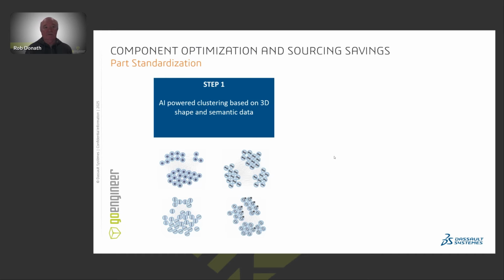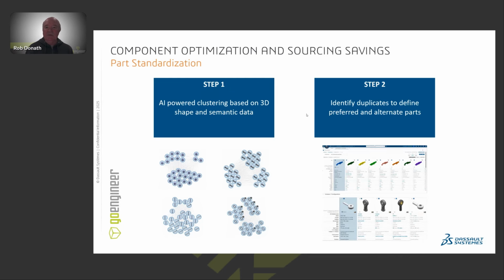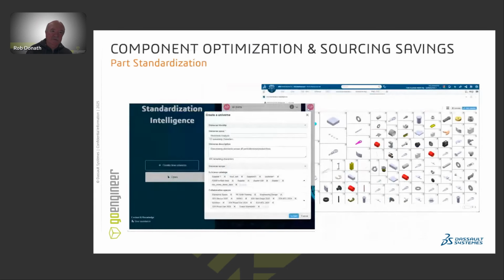So here we're going to take a look at the sourcing and standardization of savings. How do we actually run through this clustering environment, looking at the semantic shape and the other data, identifying these duplicates to define the alternative parts, etc.? So I'd like to run through a part standardization.